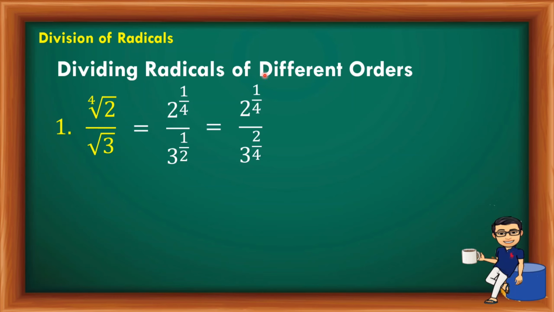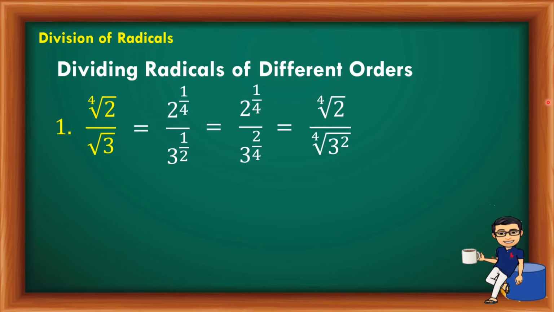At mapapansin nyo, naging parehas na sila ng denominator. At yung denominator kasi ng ating exponent, yun yung magiging index. So, isi-change na uli natin sa radical expression. So, 2 raised to 1/4 is 4th root of 2. And 3 raised to 2/4 is 4th root of 3 to the second power. So, parehas na ngayon siya ng index.